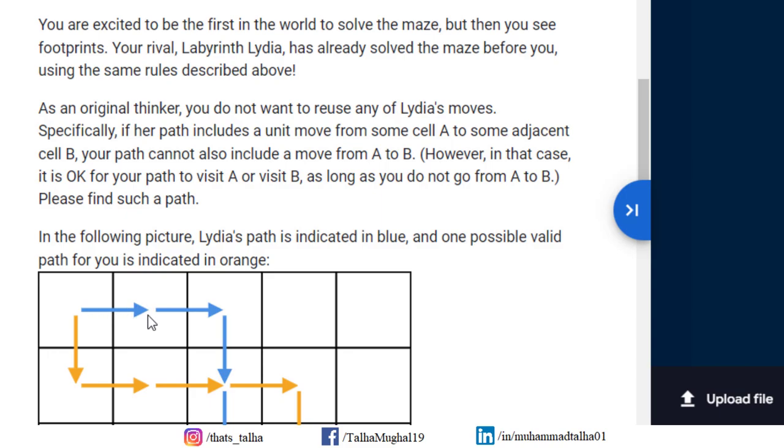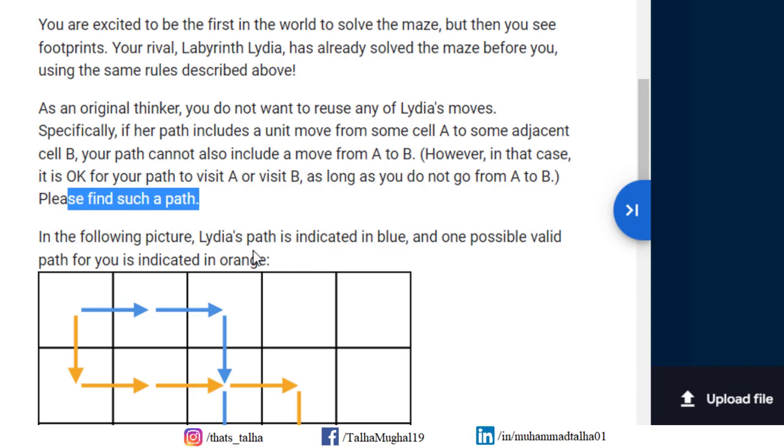So you're not following your enemy's footprints, but in doing so you are actually visiting these two cells. So it is okay in this way. Now please find such a path. Okay, we have to find a new path.